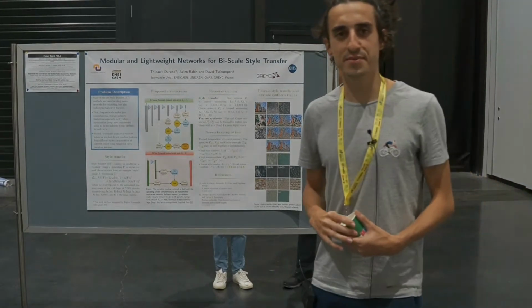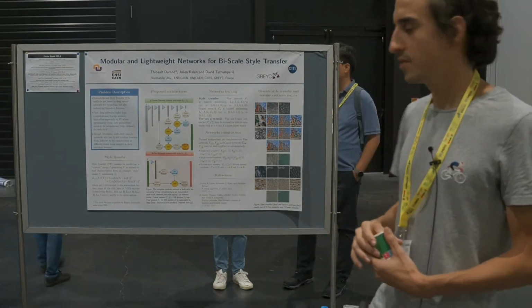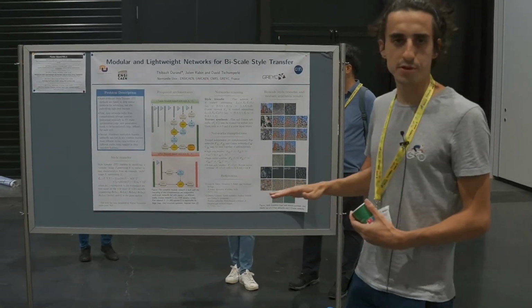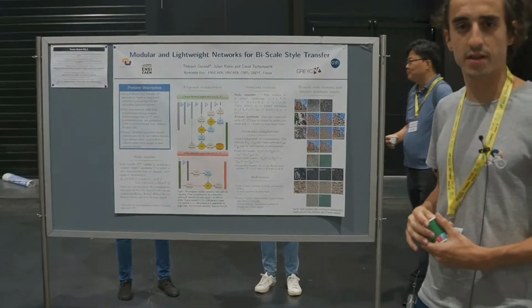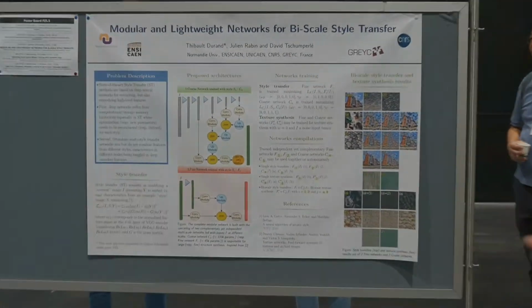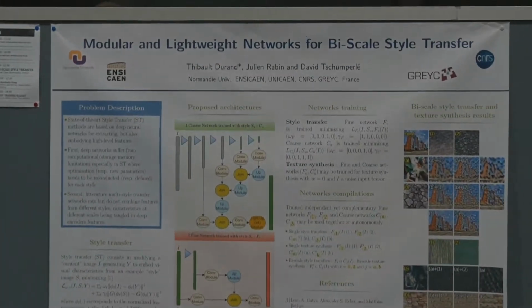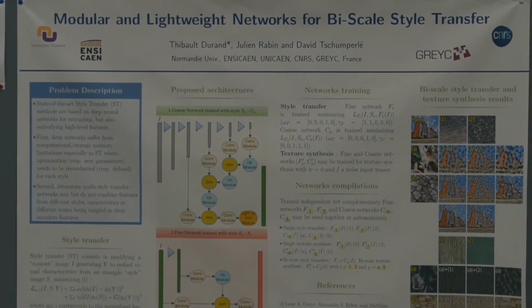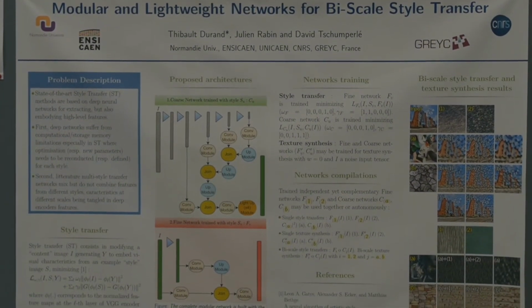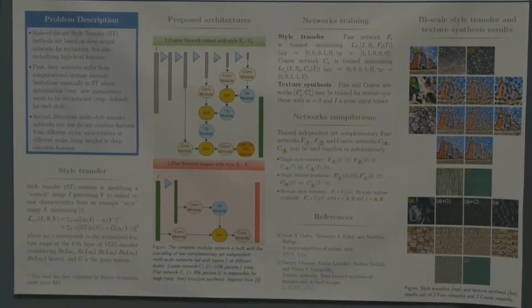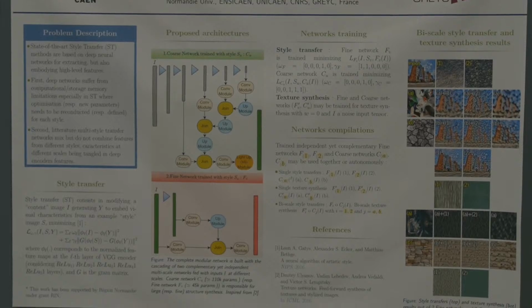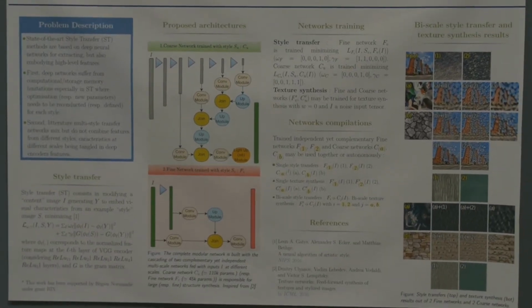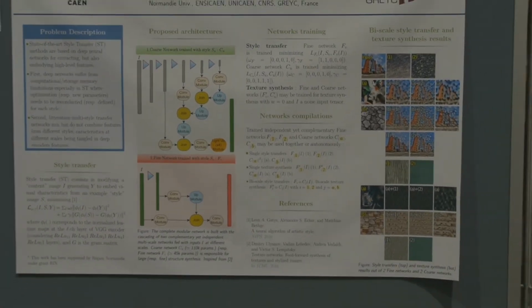Okay, so hello, I'm Thibaut Durand from the Grèce Laboratory Image team, and I'm going to introduce briefly my paper, Modular and Lightweight Networks for Multi-Scale Style Transfer. So it's about style transfer, but with two specificities. First, we use very lightweight networks, which are about 40,000 and 100,000 parameters. And the second specificity is that these networks are modular.